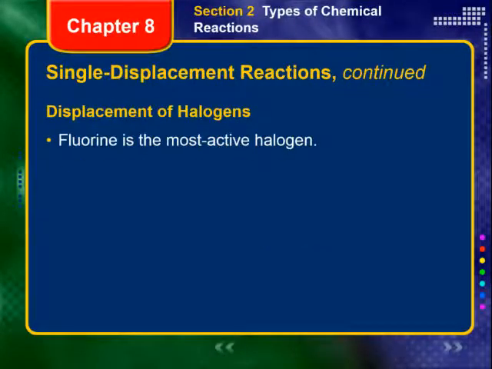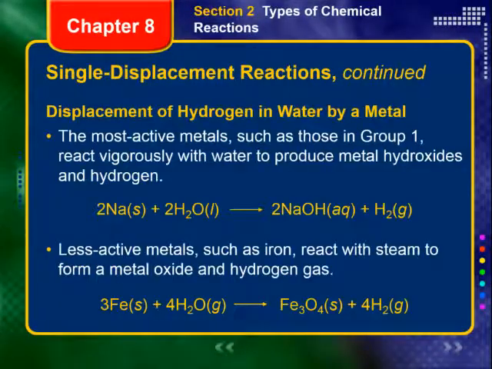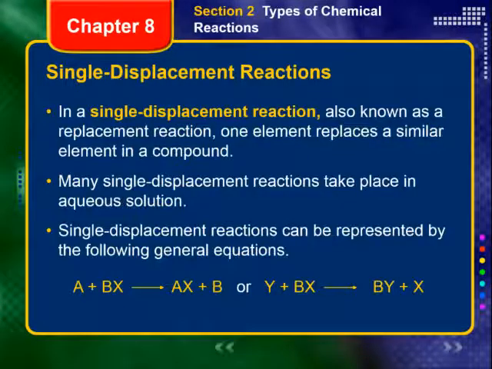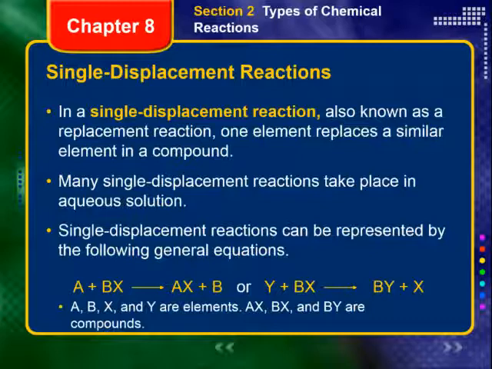If we go back just a few slides and we start talking about single displacement, and here I'm just going through all these different examples of what a single displacement is. A single displacement reaction, also known as a replacement reaction, so you might hear me say that, just be aware. One element replaces a similar element, and the big takeaway here is we're noticing that there are two elements, A and B, that are similar to one another. X is also here, but it's not similar.